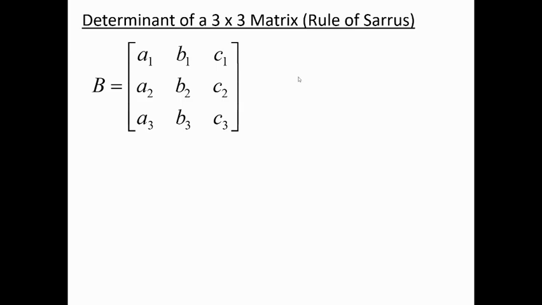So the rule of Sarrus. I'll show you in a bit, but for matrix B, let's label it: top row A1, B1, C1 for row 1. Middle row, second row, is A2, B2, C2, and third row is A3, B3, C3. Go ahead and jot those down. You don't really need to look at this, because it goes A, B, C, and then it's just 1, 2, and 3 depending on the rows.